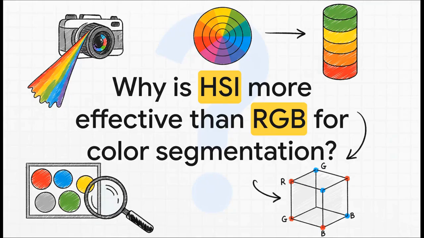So this brings us to the most important question of all. Why is the HSI model so much better for a task like this than the basic RGB model? The answer is everything we've been talking about. It's because HSI separates the color information from the brightness information. A strawberry can be in bright sunlight or in a shadow, and its brightness will change, but its redness, its hue, and saturation will stay the same. For a computer, being able to understand that difference is a complete game changer.